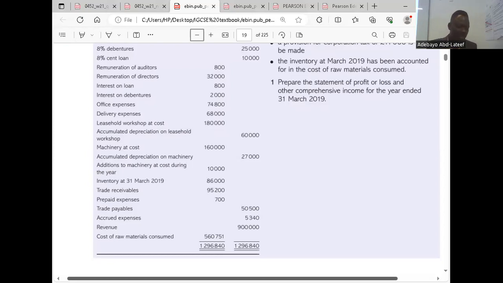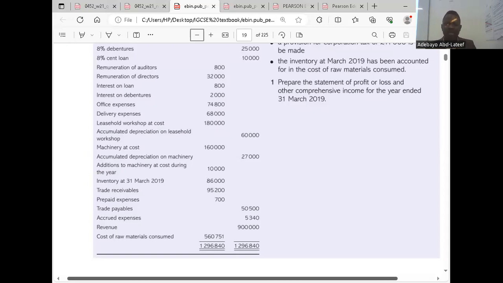Accumulated depreciation on machinery. When you talk about accumulated depreciation, it is not an asset nor an expense. It is separately deducted from the value of our asset. Are you with me, please? Accumulated depreciation is not an asset nor an expense. We only take that value away from that asset itself. I think that is clear. So it's not going to be part of our statement of profit or loss. Then we have additions to machinery at cost. This amount, we add it to the cost of machinery. It's not going to be part of our income statement.